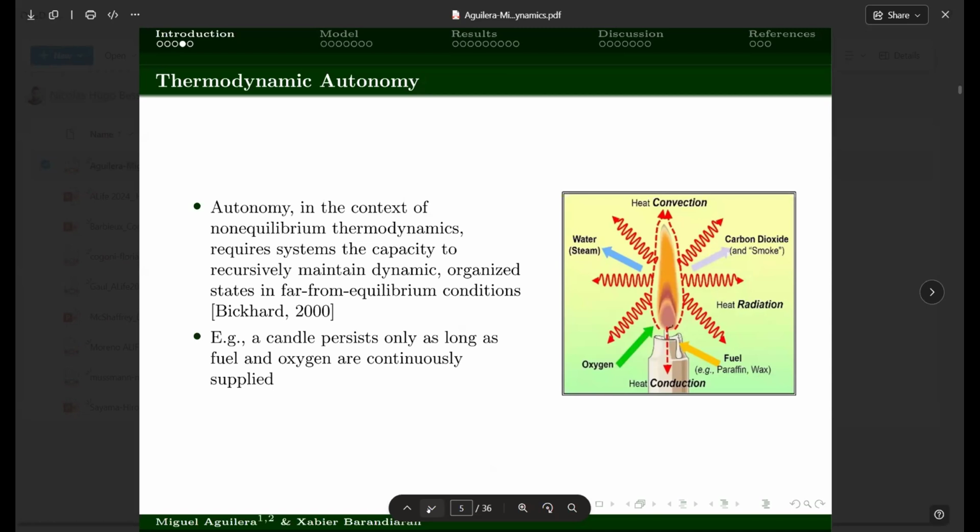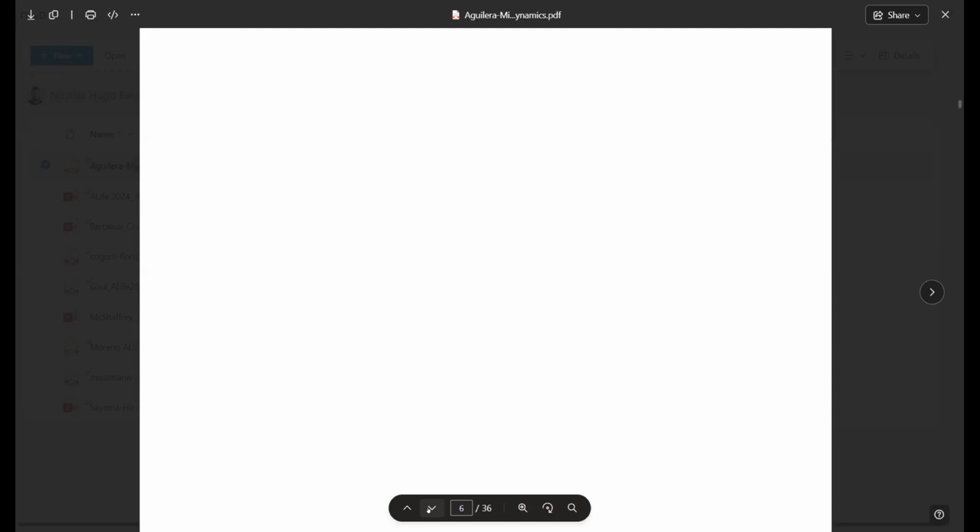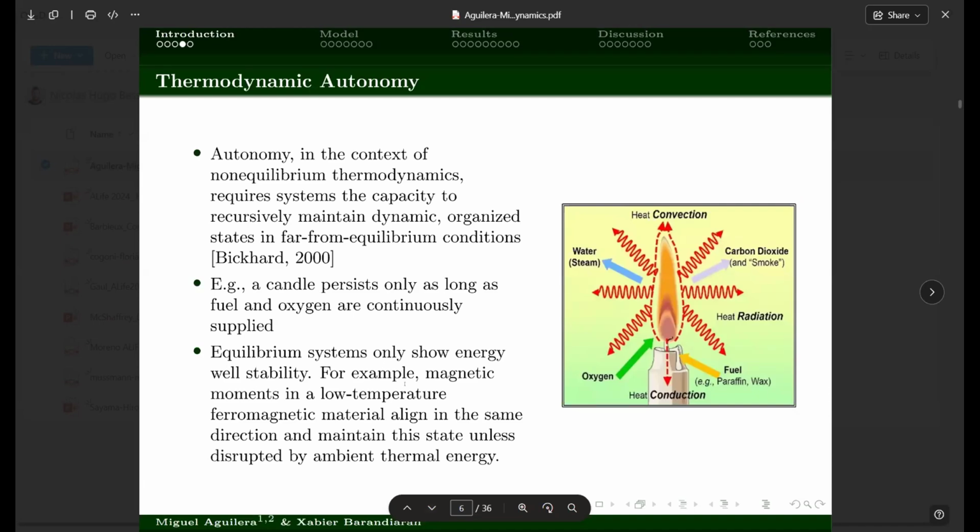And a candle has some degree of stability. It can maintain this out of equilibrium state for a while until the supply of oxygen or fuel ends, and then it disappears. The out of equilibrium process dies down. In contrast, systems near equilibrium have a different kind of stability, which he calls energy well stability, in which systems are able to maintain states. For example, a ferromagnetic material can be magnetized. It can maintain this state robustly in front of perturbations, but it is just there.